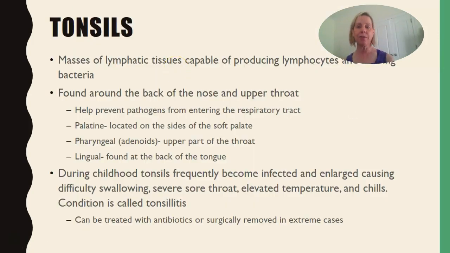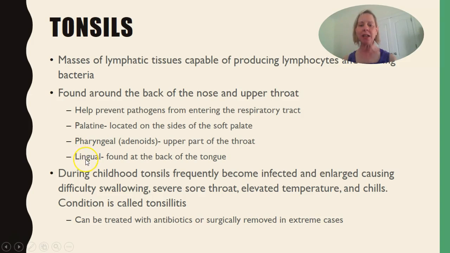Tonsils are similar to lymph nodes. They also help prevent pathogens from entering, but this time entering the respiratory tract. These tonsils then are found around your tongue and your throat regions. The three I want you to know are the palatine, which is located on the sides of the soft palate. You'll see that when you stick out your tongue and say ah, you see them on either side. The pharyngeal tonsils, also called the adenoids, are part of the upper throat, right behind the nasal cavity.